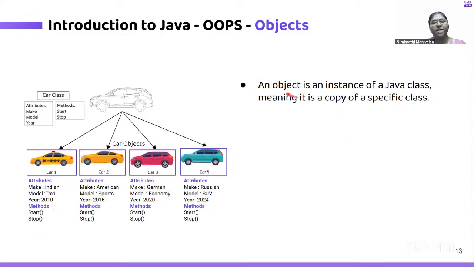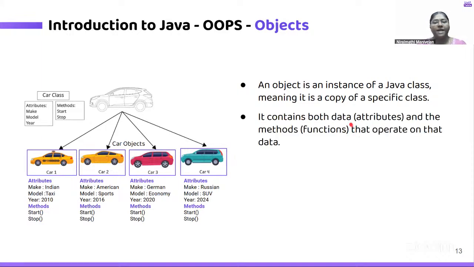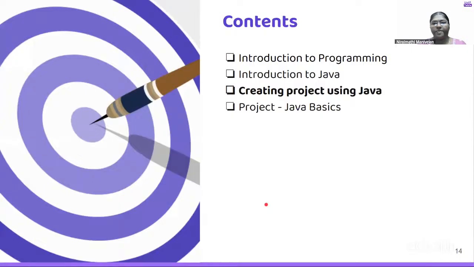So what is an object? An object is an instance of a Java class, meaning it's a copy of a specific class. It contains data and methods, attributes and functions that operate on that data. So in simple terms, we can define objects as the instance of a class. So these are the basic features.